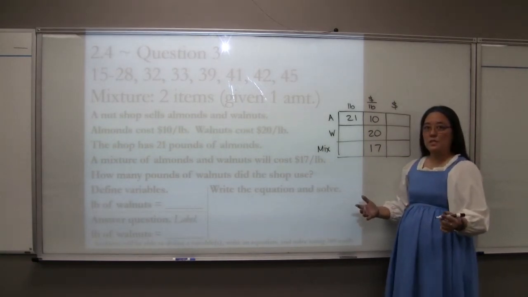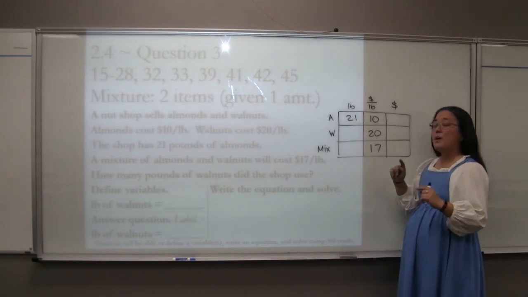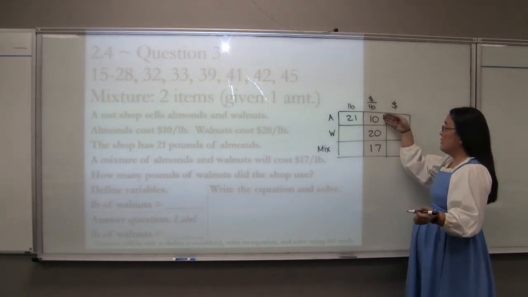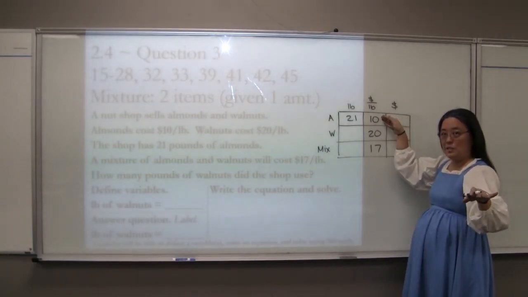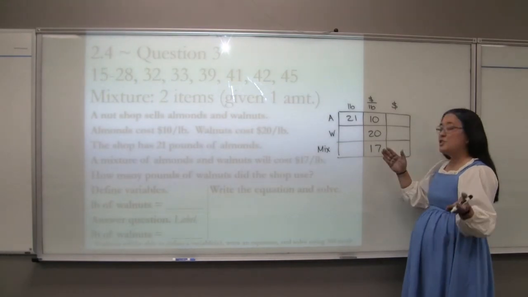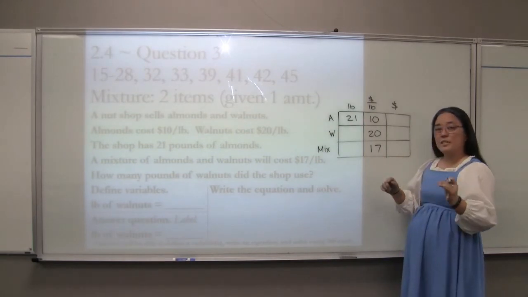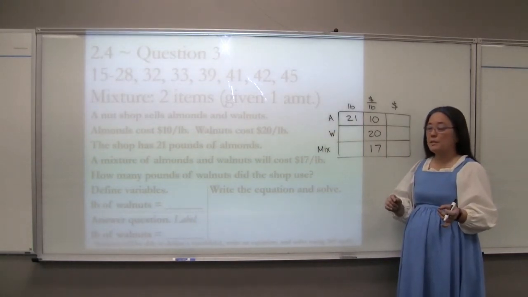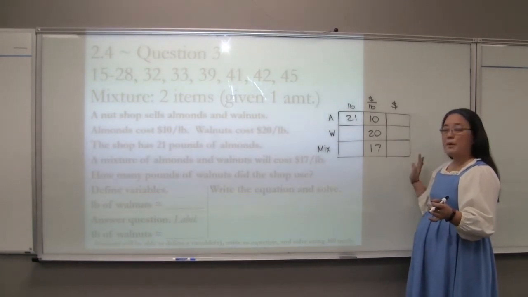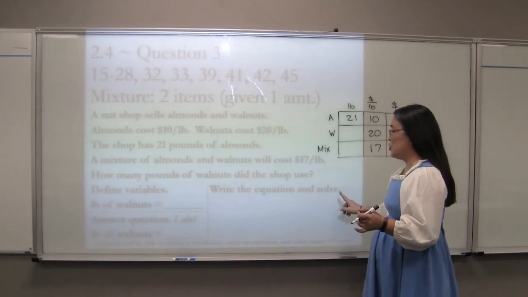A couple things to notice here. First of all, you need to have 4 pieces of information. 1, 2, 3, 4. If you have more or less, you've done something wrong. Also, if you put cheap almonds, which are $10 a pound, with expensive walnuts, which are $20 a pound, the mixture should cost somewhere in the middle. So that is a quick check to make sure that you've put your numbers in the right spots. Now, those 4 pieces of information are enough that we'll be able to fill in the rest of this chart. The question says, how many pounds of walnuts did the shop use?